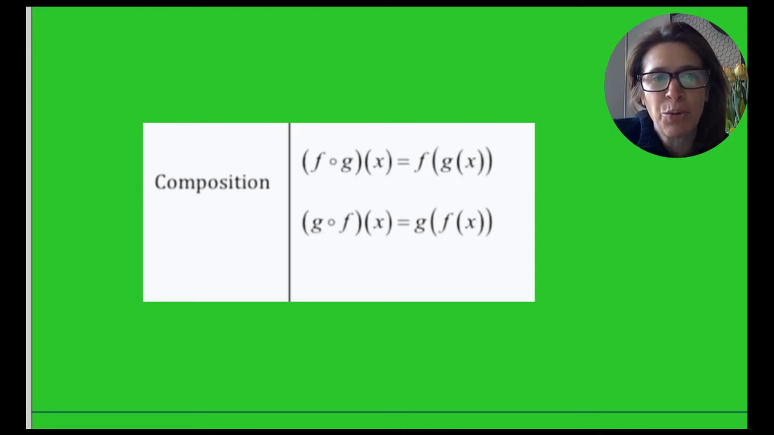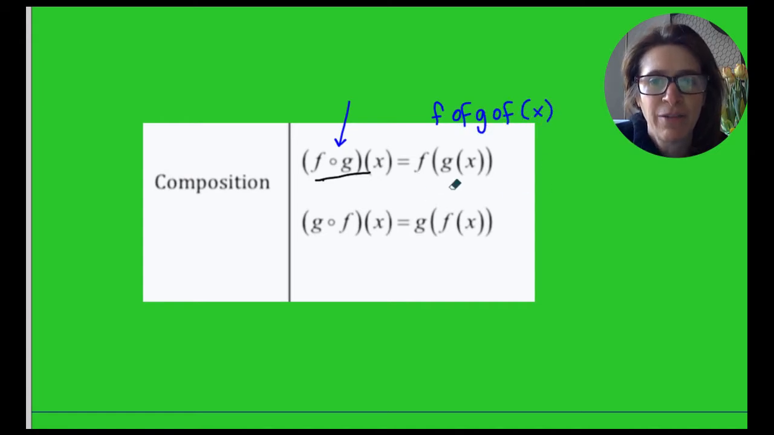We have started to work with this a little bit, but I wanted to really draw your attention to the notation because it looks really funny. So if you look here, this is some of the notation that we would use for a composition of functions. It looks like the word fog of x. This does not mean multiplication. What it actually means is f of g of x.